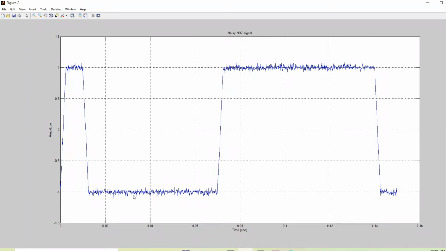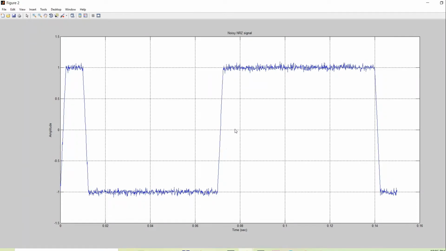Here the problem is, one is noise which is added to the signal as well as rise time and fall time. So this is the waveform which we are assuming is the received signal. You might have transmitted the signal which has no noise, and the rise time and fall time are 0. But at the receiver end, this might be the condition.